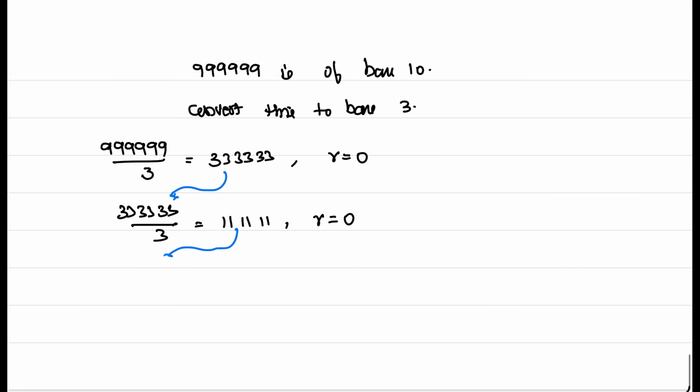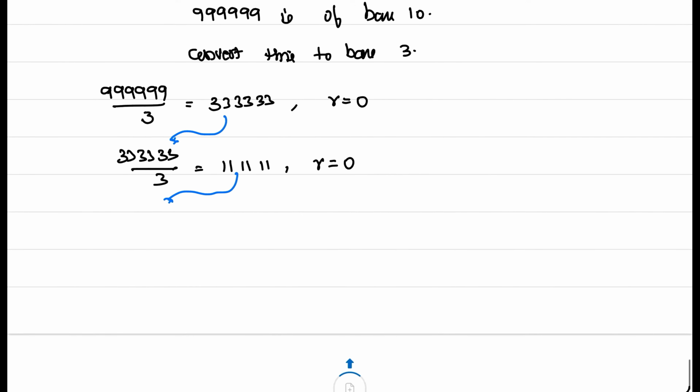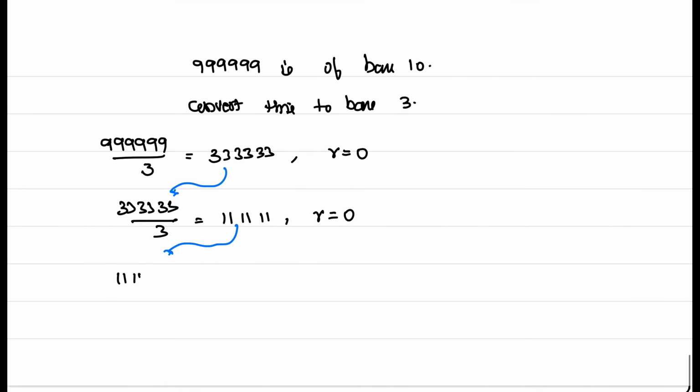Now we will take this value here and we will divide by 3. 111111 by 3. That will be 37037. Remainder is 0. Now we will take 37037 divided by 3. What happens? 37037 divided by 3 is 12345, and what is the remainder? Remainder is 2.